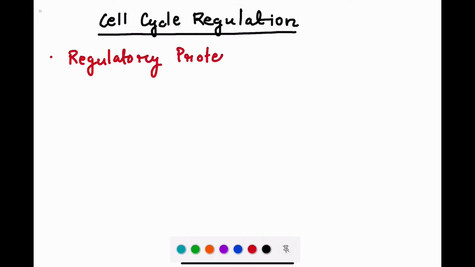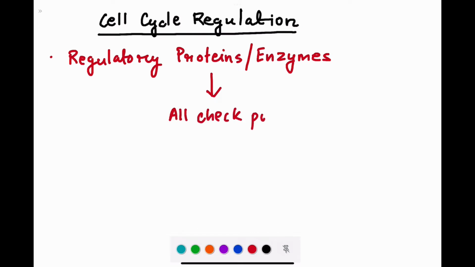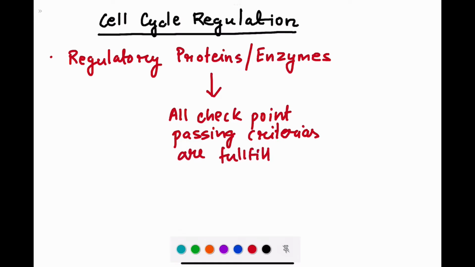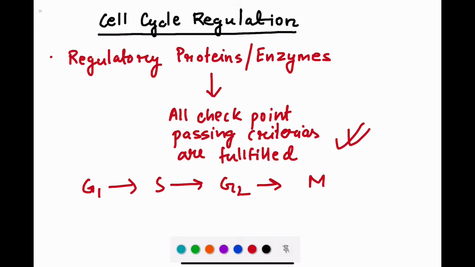Starting with cell cycle regulation: it is basically done by regulatory proteins, and these are known as the cell cycle control system. They ensure that all the phases in the cell cycle, G1, S, G2 and M, and the checkpoints are done in a correct way, so that no mutated or damaged DNA passes. To prevent the accumulation of mutations, these checkpoints are present, and all the criteria for passing the checkpoints must be fulfilled. That is why cell cycle regulation occurs, and that is why there are control systems.